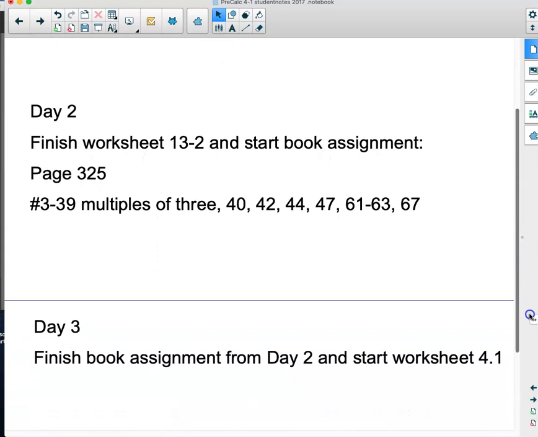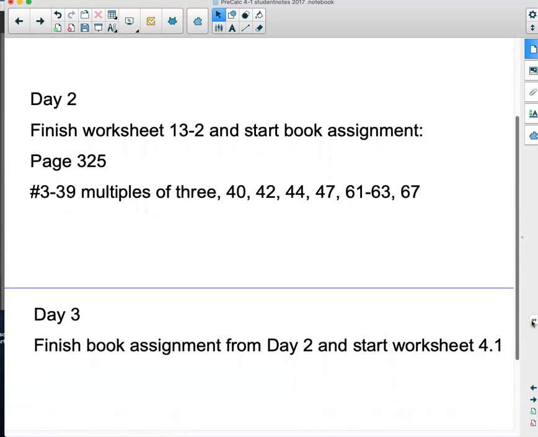And then tomorrow, no lesson. You won't have to watch a daily lesson video. We did get through everything we needed to from 4.1. So you will just work on the other worksheet. So that one's labeled 4.1 Day 2 in the black folder.